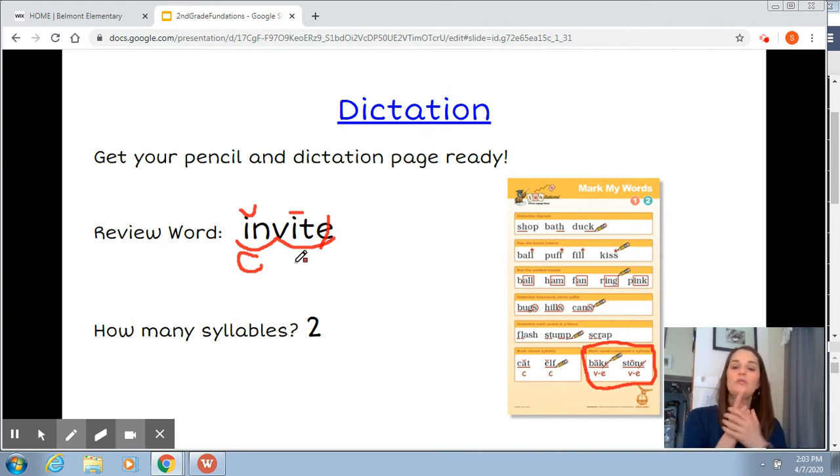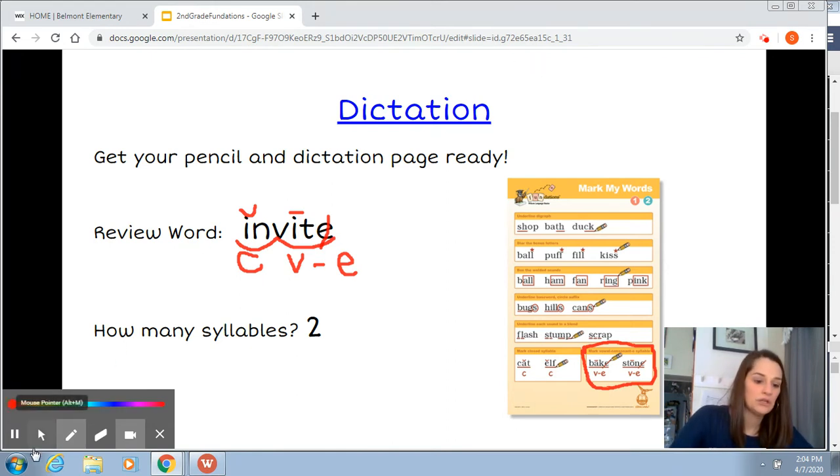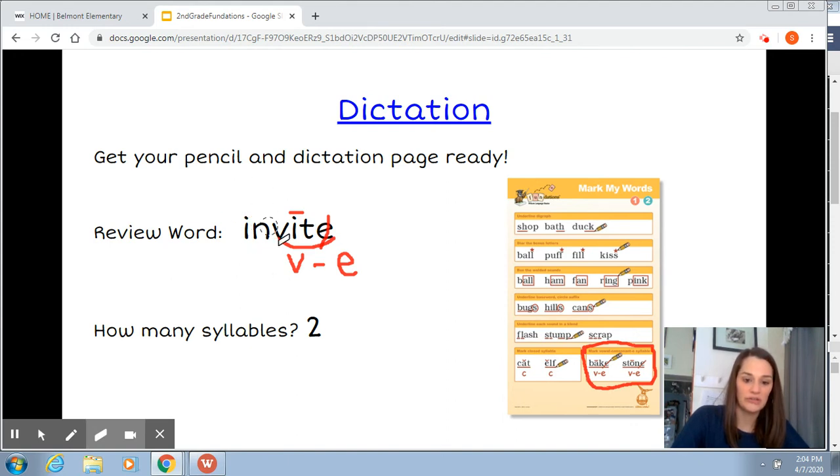Okay? Now, how would we mark a vowel consonant E syllable? Very good. If you said V dash E, you're absolutely right. Remember, learning how to mark the words can help you to be a better reader and a better speller, because if you can identify the parts of the words, it's a little bit easier to write or read them. I'm going to go ahead and erase these, and we'll move on to our sentence.